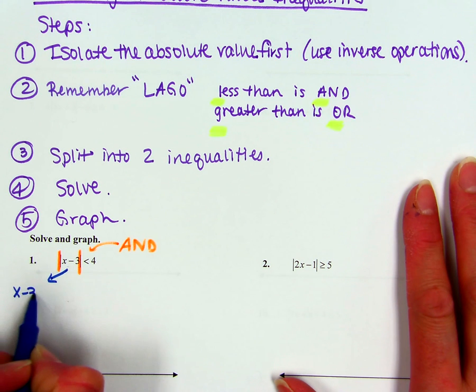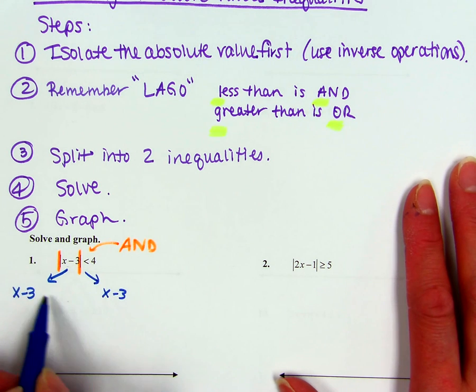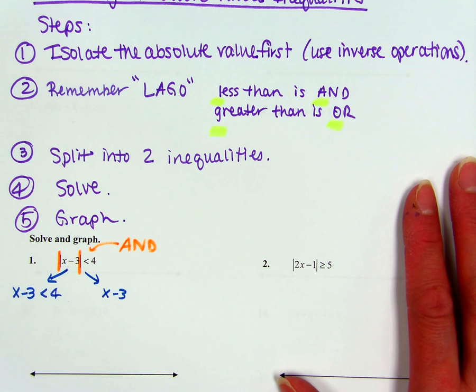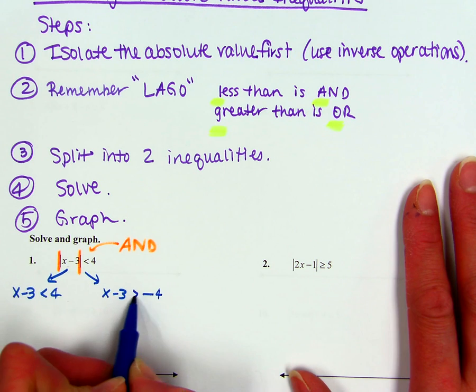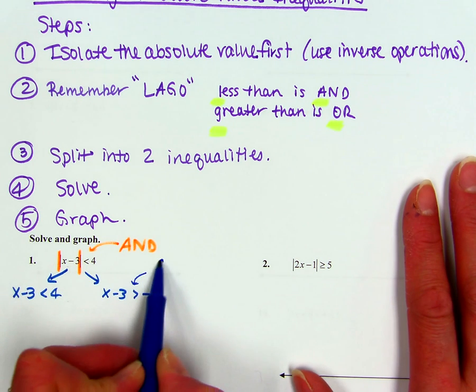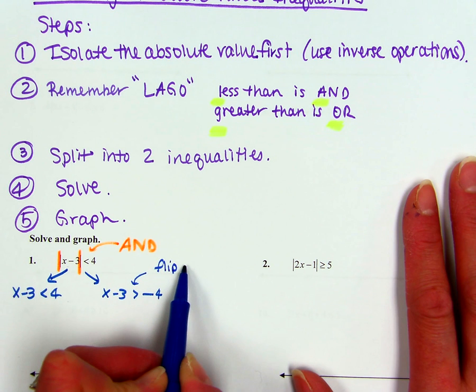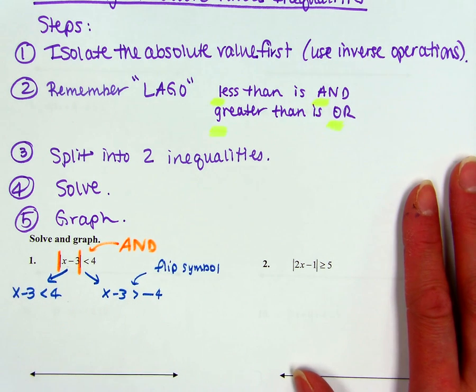All right, so step 3 is to split it into two inequalities. So you got x minus 3 and x minus 3. That doesn't change. This is going to be less than 4. The thing that you need to know about today is that when you make it negative 4, this is going to switch. So when you split into two inequalities, make sure that you flip the second one. So it was less than, that becomes greater than.